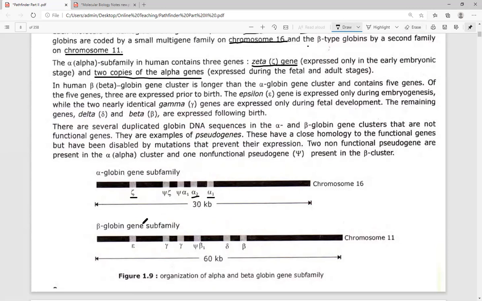Then, in the case of the beta globin gene family, you can find that there is psi beta 1 which is present, and then there are other genes which are involved: beta, delta, gamma, epsilon, etc. So these are the different types of genes that are being involved.